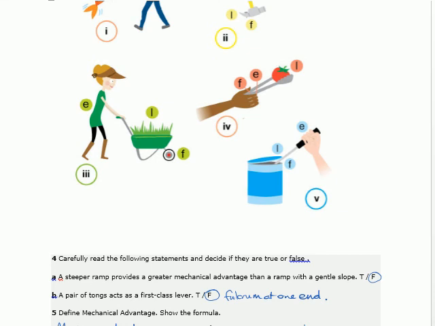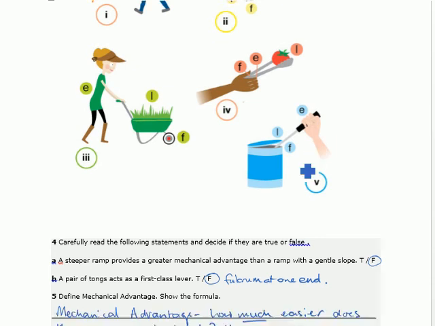And part 5, we've got the load on one end, the effort on the other end. The fulcrum is in the middle. So this is like a seesaw or using a crowbar to lift a rock. It is a first class lever and a force multiplier.